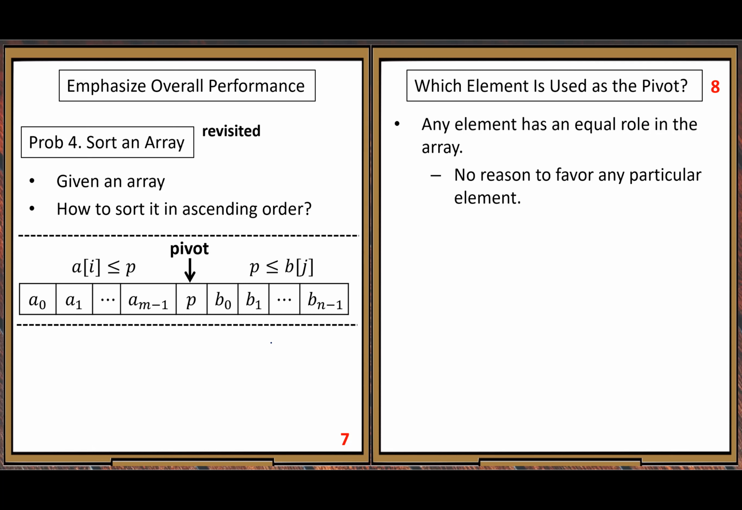If you favor, let's say, the third element in the array, do you have any special reason to favor it? No reason, right? So you can just pick a random element to be the pivot. Equal chance, the random element. You can use any element as the pivot. That's the first understanding.